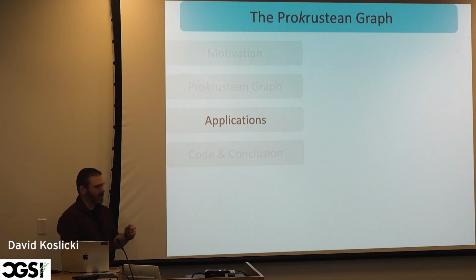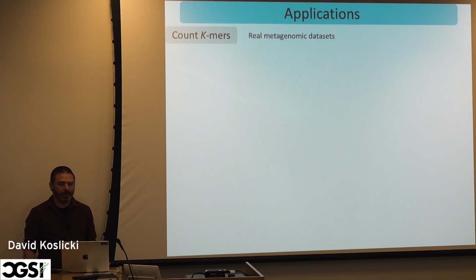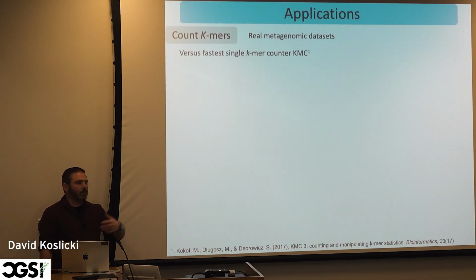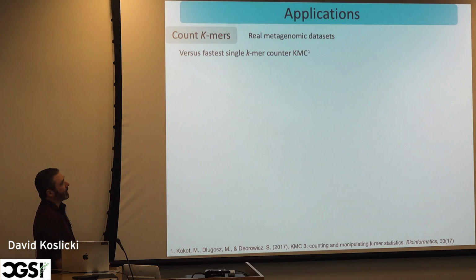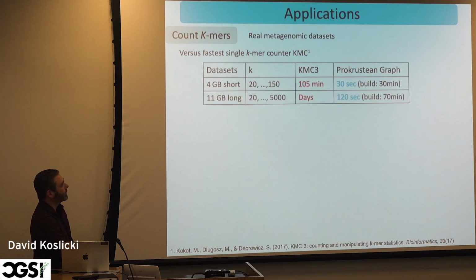Okay. So let's talk about applications real quick. This is all fine and fun in theory. Does it actually help us do anything practically? Well, let's look at one of these classical things like counting k-mers. So let's take real metagenomic data sets and look at one of the fastest single k-mer counters out there, KMC 3.0 to be exact. On short read and long read data sets, I want to look over an entire range of k-mer sizes. With KMC, you have no other choice but to run it at 20 and then 21 and then 22, etc. You sum up the time that took, it takes KMC about 105 minutes.